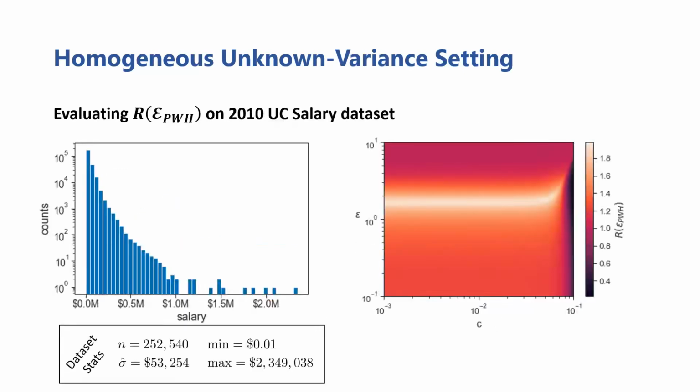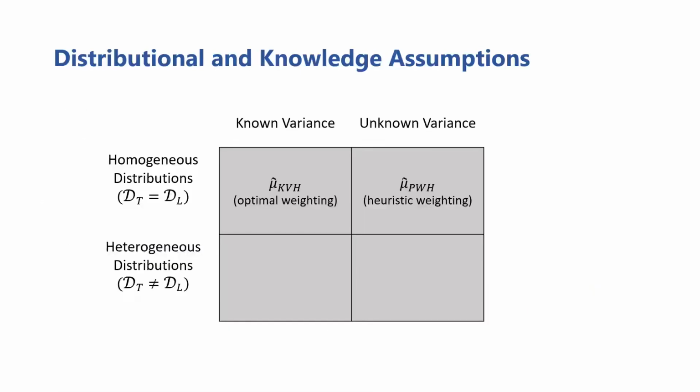Similarly, we'll revisit the real-world salaries dataset to evaluate the performance of the PWH estimator. On the right is the heat map showing the relative improvement of this estimator over the better of the two baselines. Nearly the entire space shows a relative improvement of 1.3 or higher, approaching a factor of 2 at its peak. Because of this high performance, we can skip over exploring how it performs over the worst of the two baselines. At this point, we can move on to the heterogeneous distributions case.